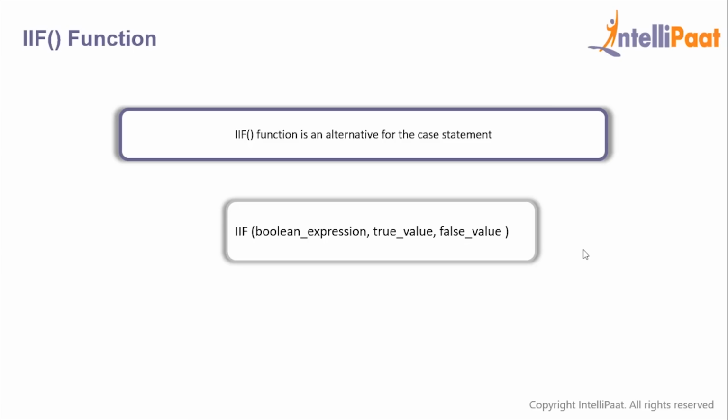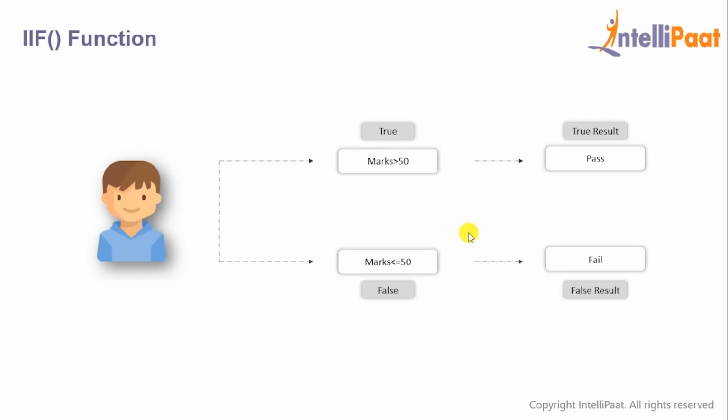So the if function is an alternative to the case expression. This if function takes in a Boolean expression as the first parameter and returns the true value if the Boolean expression is evaluated to true. Similarly, it returns the false value if the Boolean expression is evaluated to false. For example, let's say in the Boolean expression we are checking if the marks scored by a student are greater than 50. And if it evaluates to true, we'll return pass. And if the Boolean expression evaluates to false, we'll return fail. So this is how the if function works.